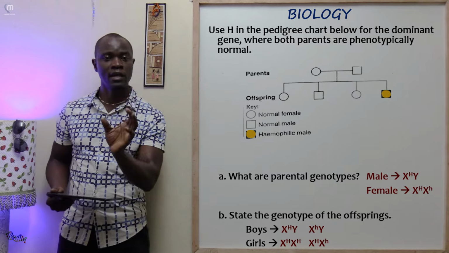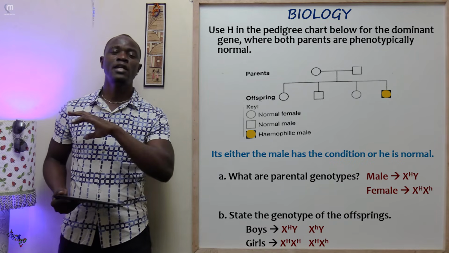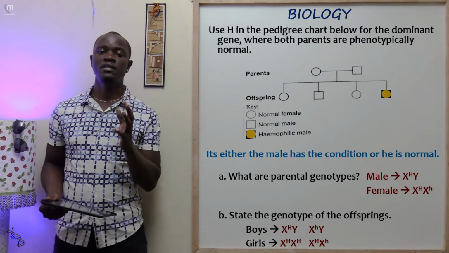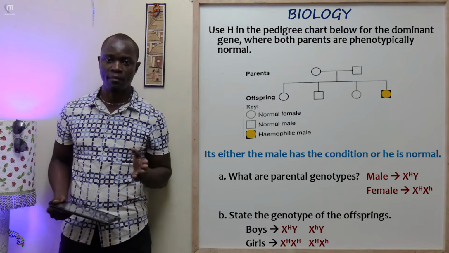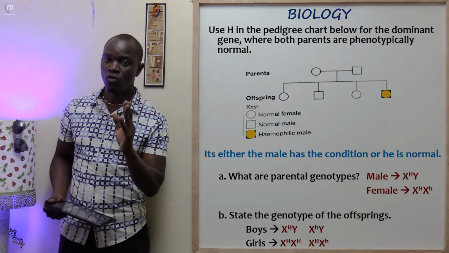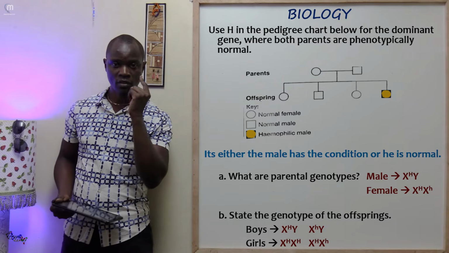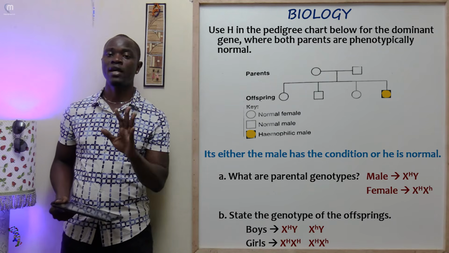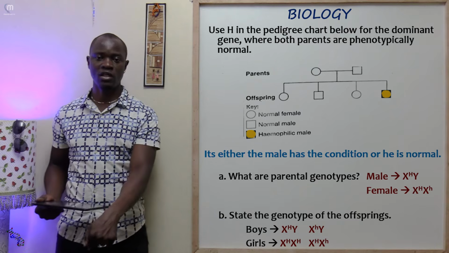Males cannot be carriers because males only have one X chromosome. There is nowhere in this world you will ever see a male who is a carrier of hemophilia. It can never happen. Why? If you are asked in the exam, you'll say it's because males have one X chromosome. That's why they can never be carriers. It's either males have the disease or they don't have the disease.